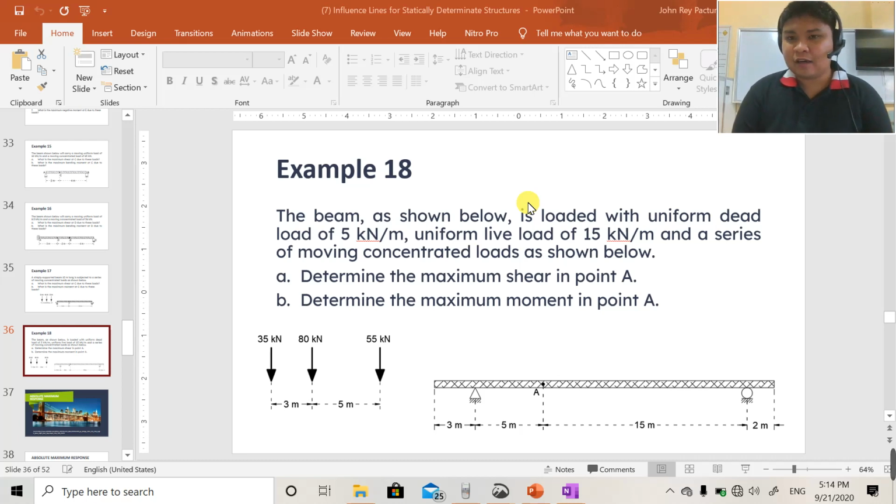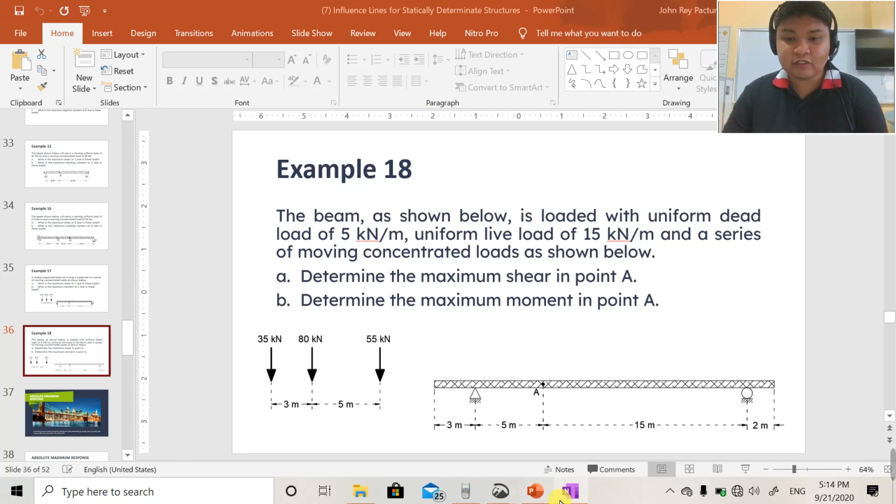So, right? This time it is a combination of the loads. We have a uniform dead load, we have a uniform live load. At the same time, we have a series of concentrated live loads. So, the question is simple: what is the maximum shear at A, and what is the maximum moment at A. So now, how are we going to solve this, class?